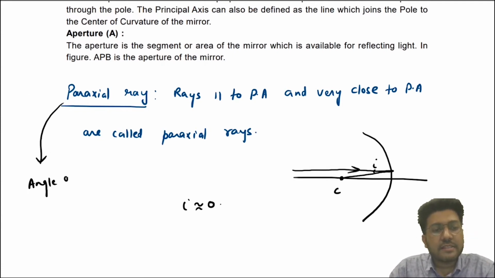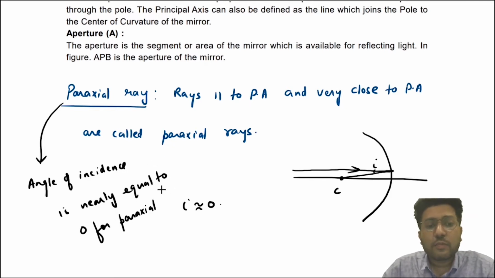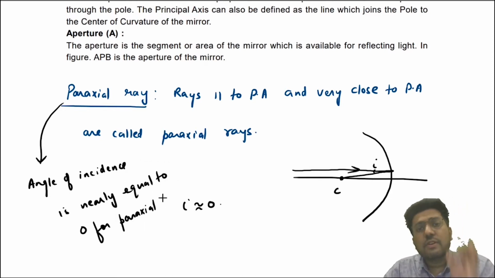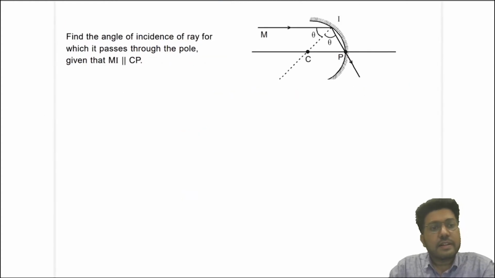The angle of incidence is nearly equal to 0 for paraxial rays. We will mostly restrict ourselves to paraxial rays for spherical mirrors. We will restrict ourselves to paraxial rays only in this chapter. I'll tell you why we only use paraxial rays in this chapter, but first let us do one problem.